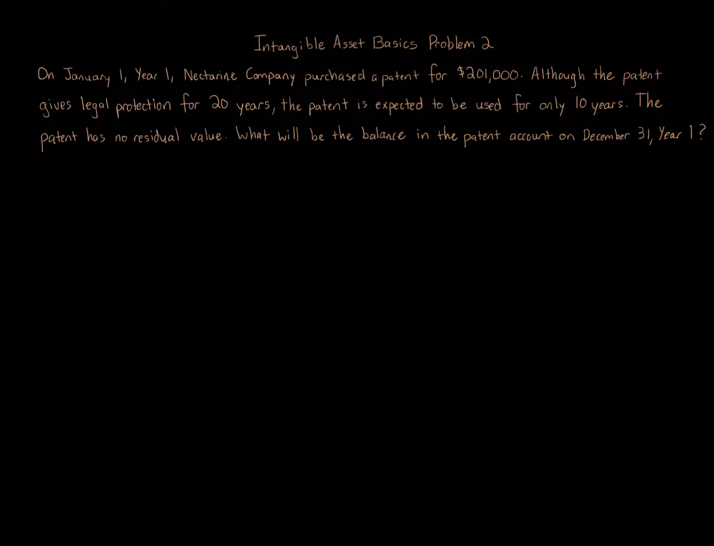All right, we're asked to determine the patent account at the end of the year. Not all intangible property is amortizable, but patents are. Patents are amortizable because they have a legal life and they have a useful life in terms of technology. And we're told that the patent is expected to be used for only 10 years and the legal life is 20 years. The rule is that patents can be amortized over the lesser of the legal life, which we're told here is 20 years, or the useful life, which we're told here is 10 years.